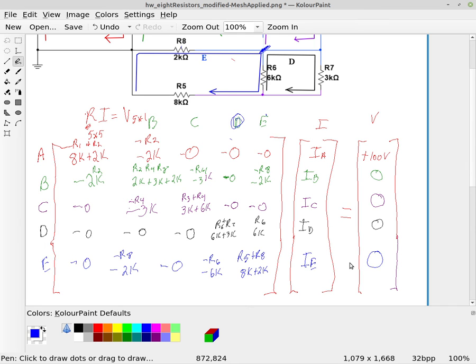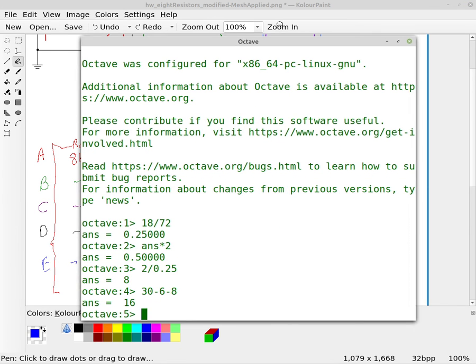Alright, so these are our equations here. We have 5 equations and 5 unknowns. Our unknowns are the currents. All right, we know all the values of the resistors. We know all the voltages, in this case just 1 voltage, but we know both of those. So now we just have these loop currents. And so we can solve this if we go to our Octave program.